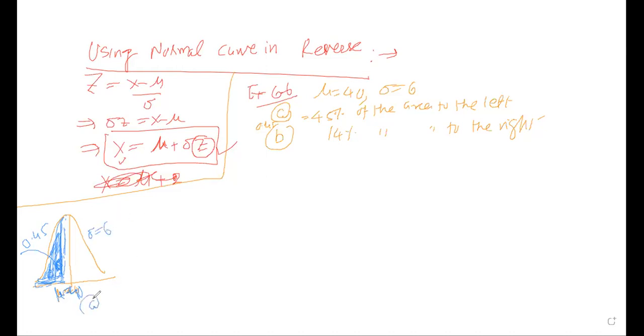And this is my figure A. My second figure says 14% area to the right. This is my nu equal to 40, sigma equal to 6, and here it is. Oh, sorry, 14% means 0.14.